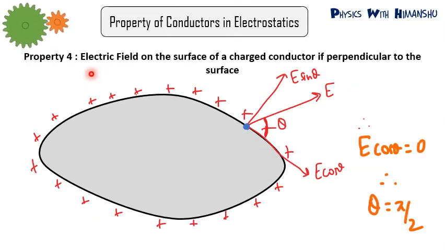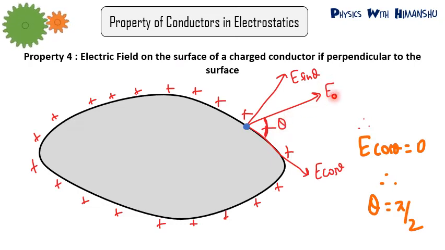Next property is that the electric field on the surface of a charged conductor is perpendicular to the surface. Suppose this is a charged conductor. I have given positive charge on the surface. Even if you give charge inside, the charge will definitely move to the outer surface of the conductor. Suppose at this point the value of electric field is like this. Suppose that it is not perpendicular and the angle is theta.